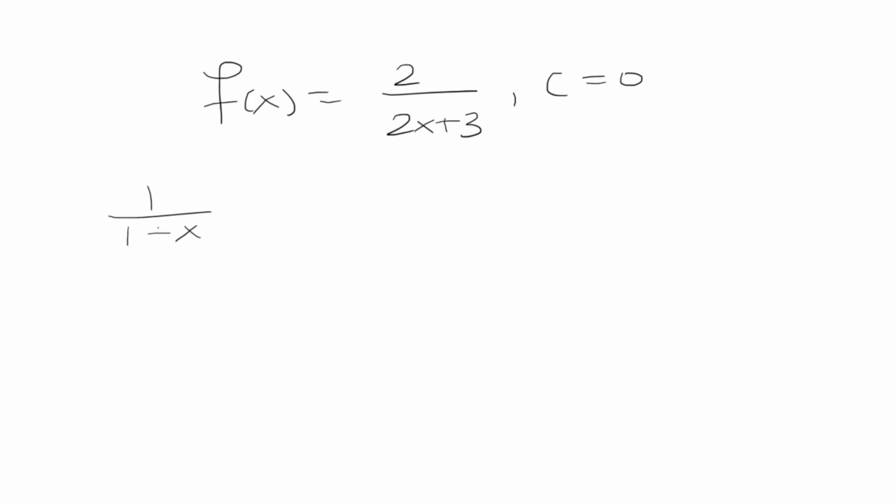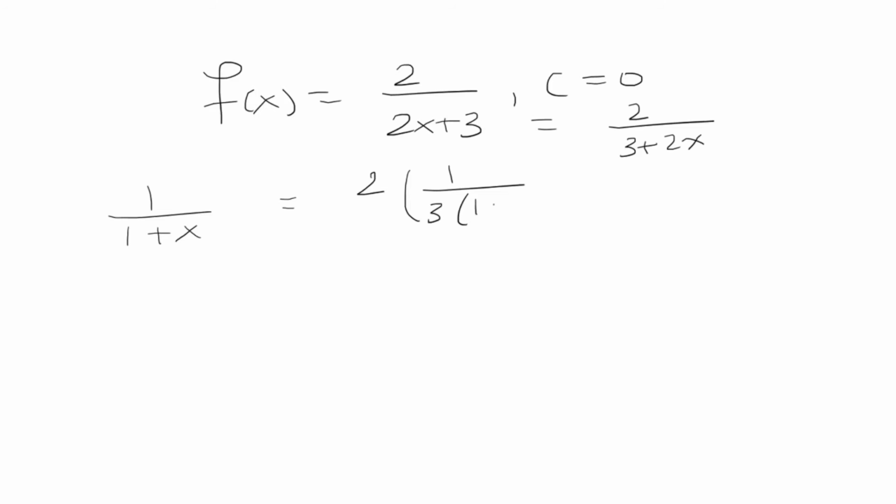Next example, we're given the function f of x is 2 over 2x plus 3, where c is equal to 0. So our goal is to make it look similar to 1 over 1 minus x, or 1 plus x. Okay, so first let's factor out a 2 from the top, and then we're going to factor out a 3 from the bottom. So we can think of 2 over 2x plus 3 as 2 over 3 plus 2x.